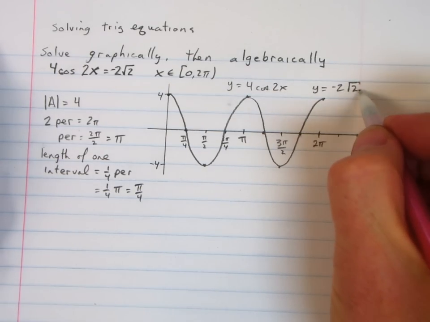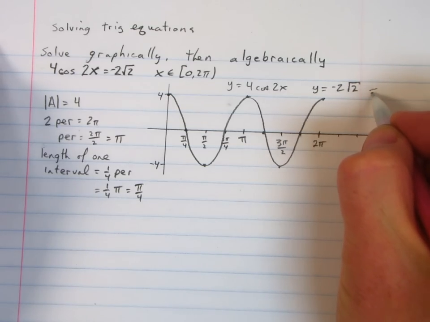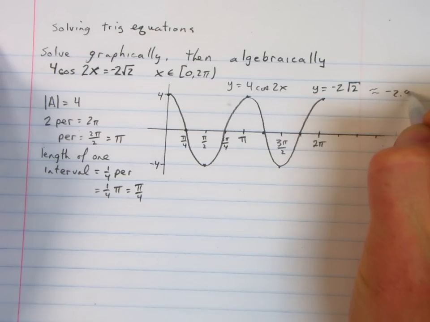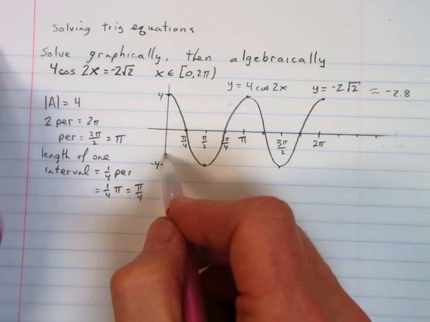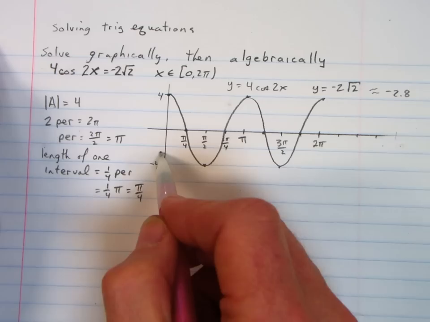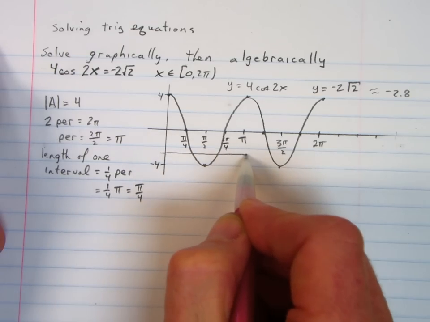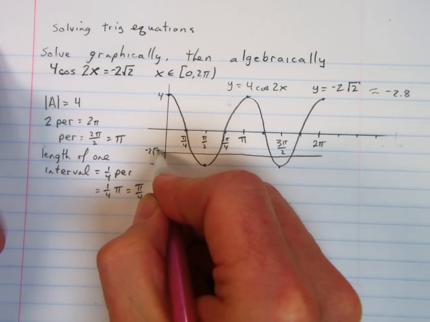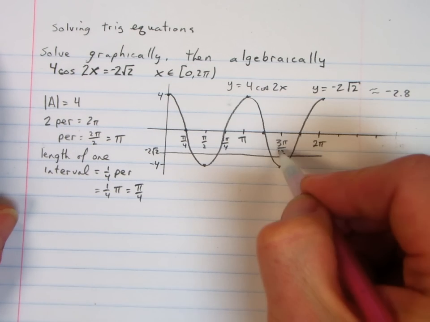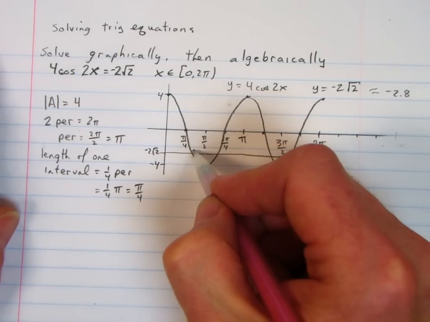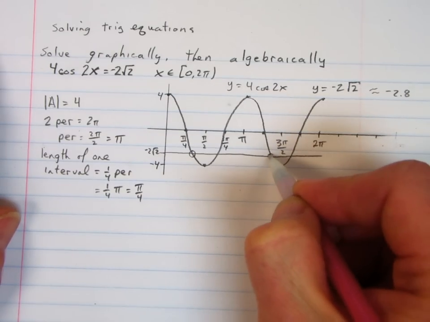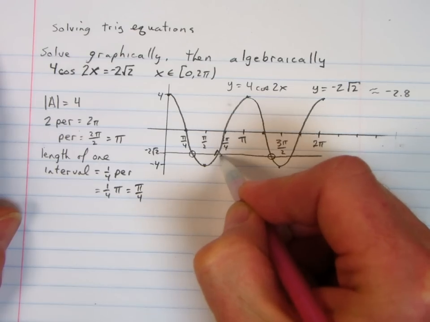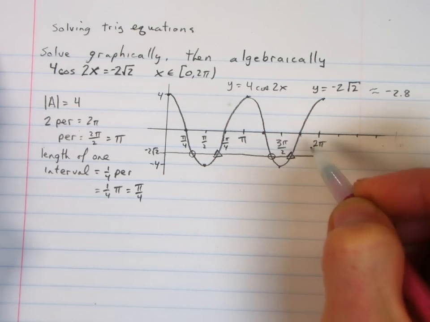Now we have y equals negative 2 square root of 2, and we know square root of 2 is about 1.4, so this is approximately equal to negative 2.8. So we're going to go a little bit past negative 2, before negative 3, so how about there? For what we're doing right now, it's not so critical that we get that value correct. We'll label it as negative 2 root 2. We can see that there are 4 solutions. I have these two and these two.